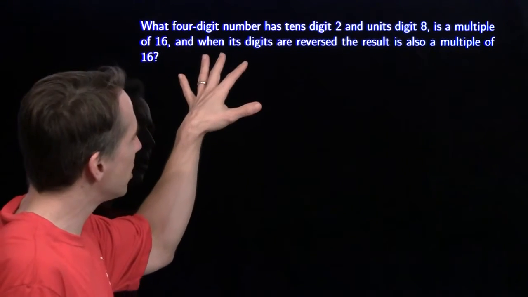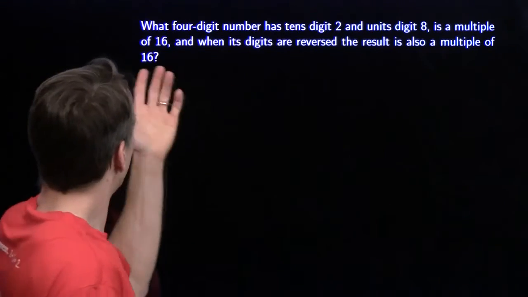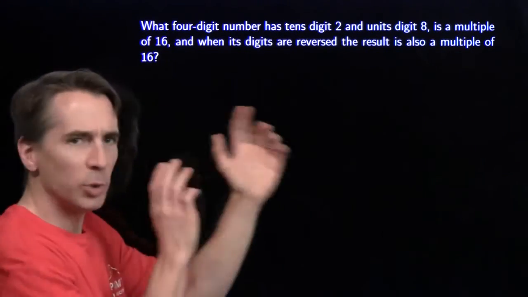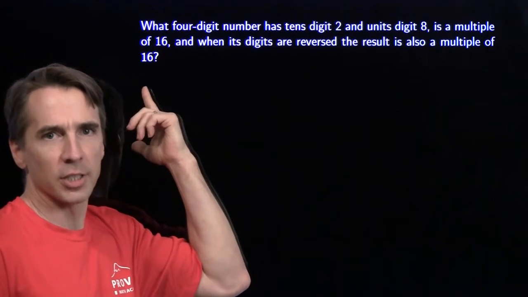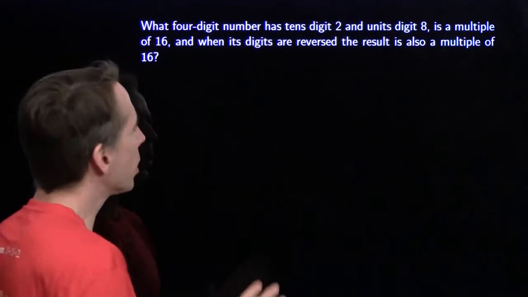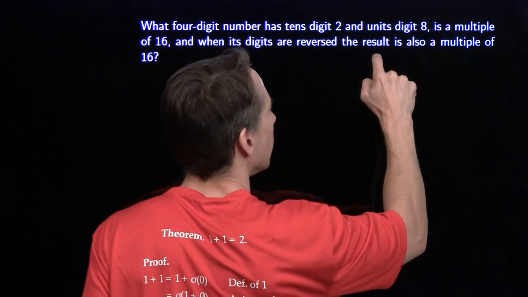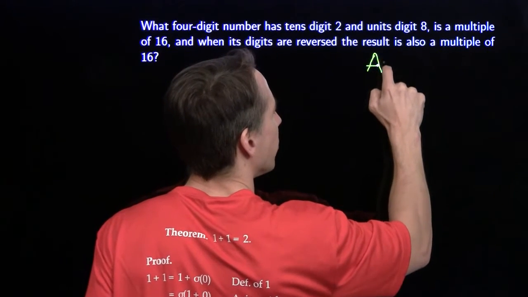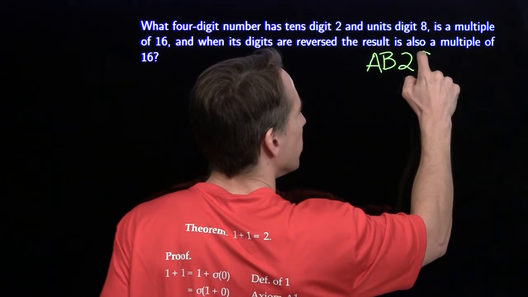What four-digit number has tens digit 2, units digit 8, is a multiple of 16, and when you reverse the digits, you also have a multiple of 16? Now, it's kind of hard for us to mess around with these words, so we're going to throw in some variables. We're going to call the thousands digit A, and the hundreds digit B, and we know the tens digit is 2, and the units digit is 8.